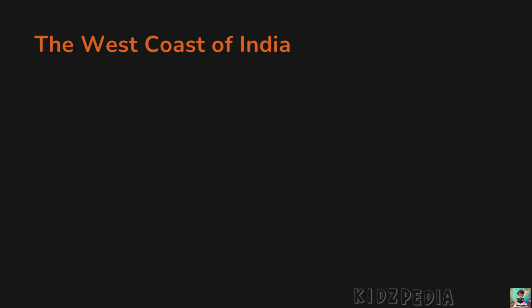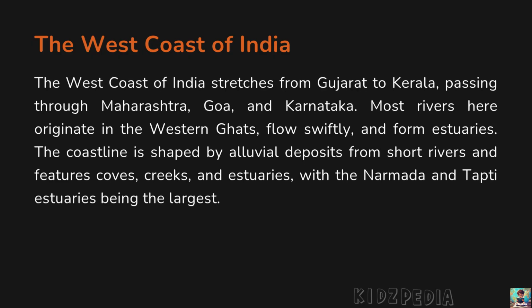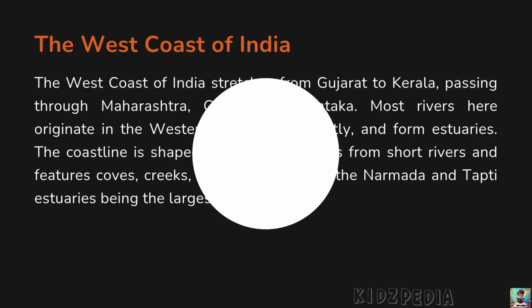The west coast of India. The west coast of India stretches from Gujarat to Kerala, passing through Maharashtra, Goa and Karnataka. Most rivers here originate in the Western Ghats, flow swiftly and form estuaries. The coastline is shaped by alluvial deposits from short rivers and features coves, creeks and estuaries, with the Narmada and Tapti estuaries being the largest.